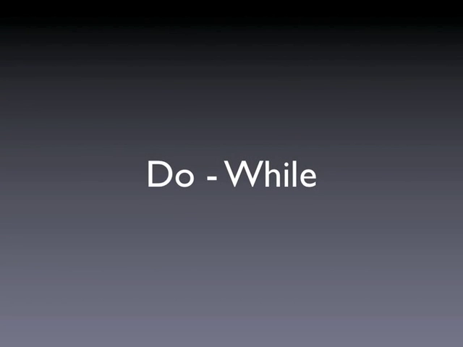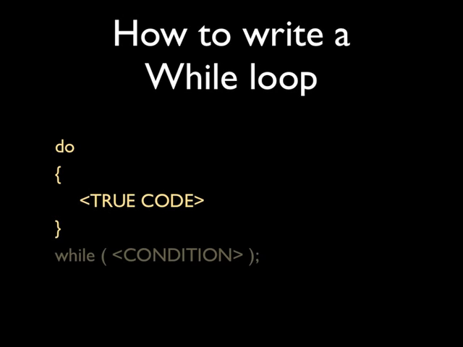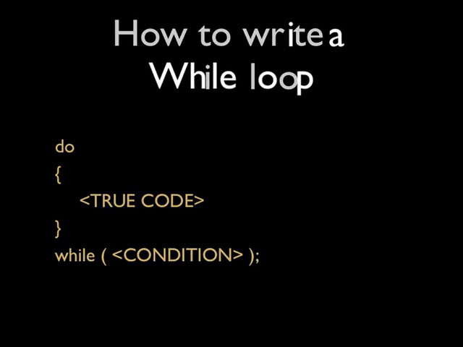So now we look at the do-while loop. How to write a do-while loop. We start out with do, we open the bracket, do our true code, whatever that may be, close the bracket, then we have a while condition on the end there. So this time the while condition is actually at the very end. It's the last thing we do. So an example of a do-while loop.